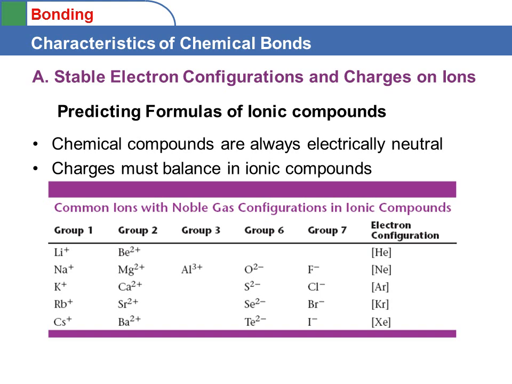So if lithium is +1 and chlorine is -1, we can put the two of them together in a 1-to-1 ratio and it will balance. We only need one lithium and one chlorine because the +1 and the -1 will add up to 0.